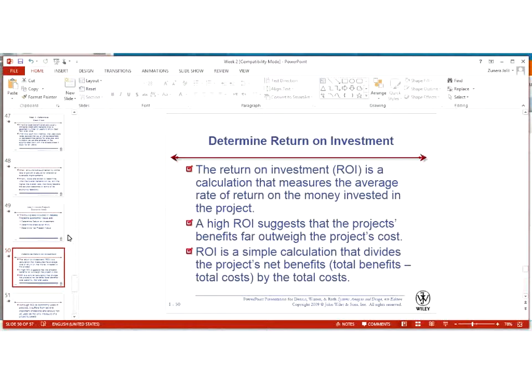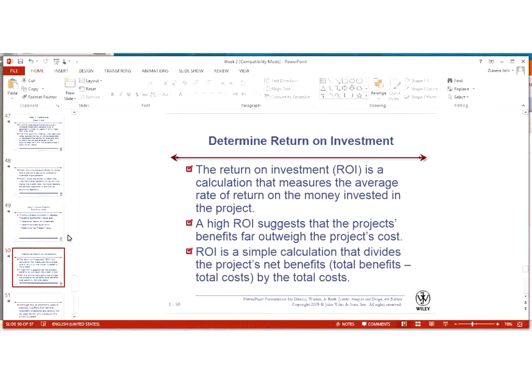For example, if you have spent suppose 1,000 Riyals initially on something, and after some time you get 1,500 Riyals for that. So initially you spent 1,000, and after some time you are receiving 1,500. So it means you have a benefit of 500 Riyals. So that 500 Riyals is actually your ROI amount. A high ROI suggests that the project benefits far outweigh the project cost.